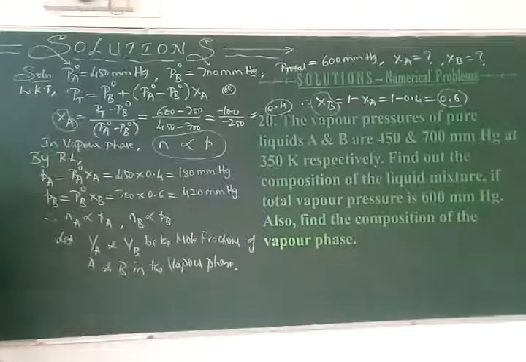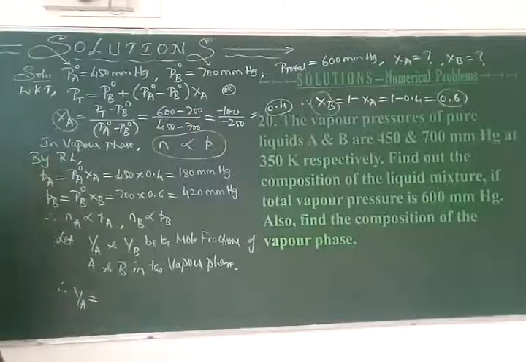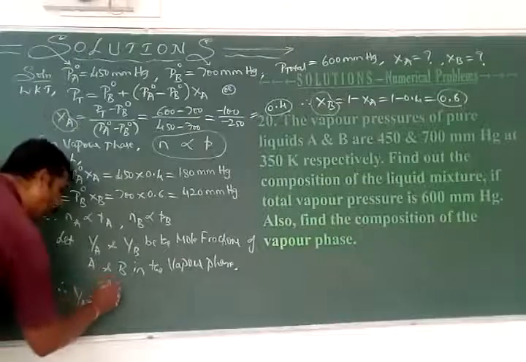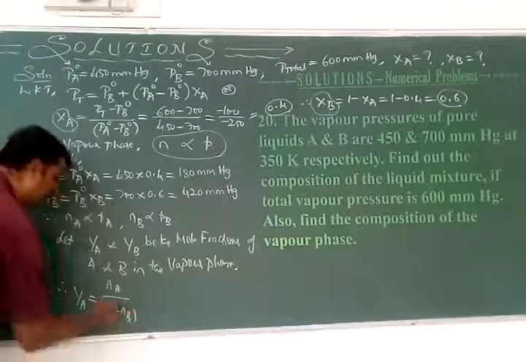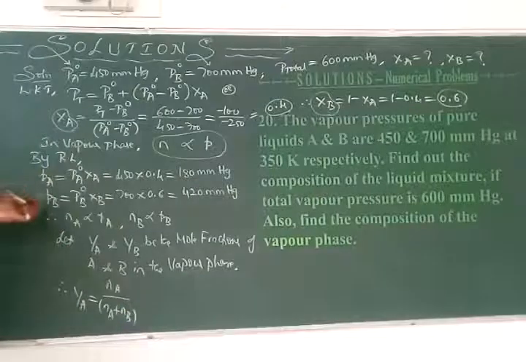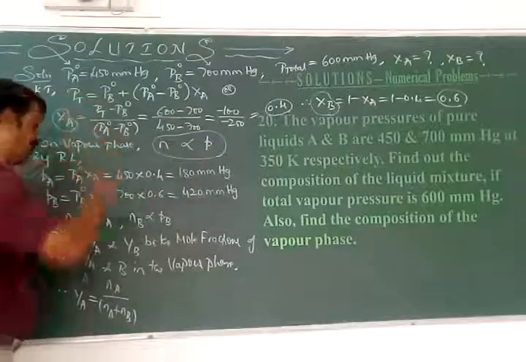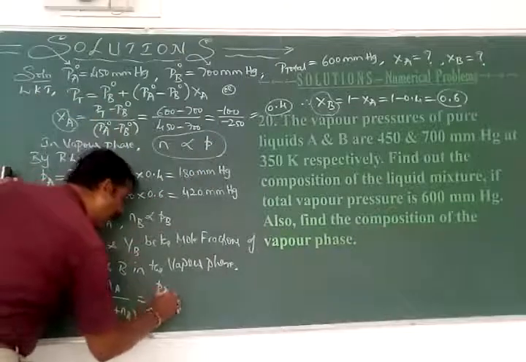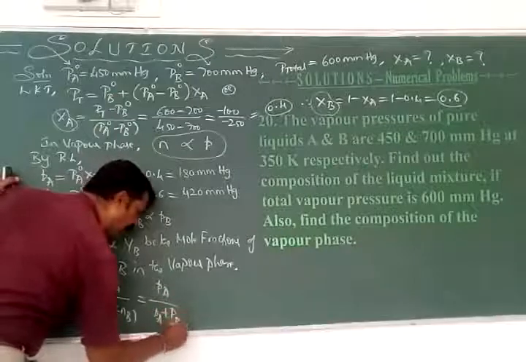Vapor phases. Therefore, Ya is equal to Na divided by Na plus Nb. But there is no Na and Nb here. But N is directly proportional to P. Therefore, it is equal to Pa divided by Pa plus Pb.